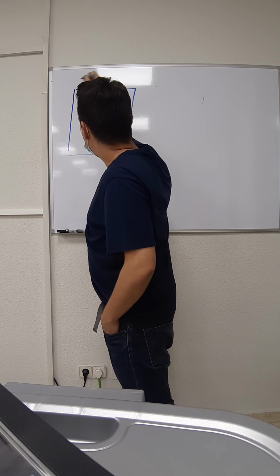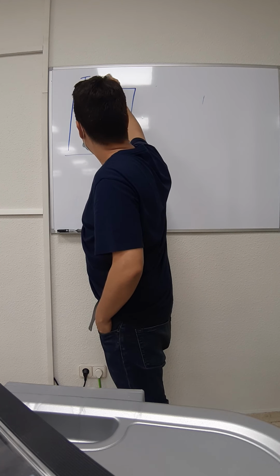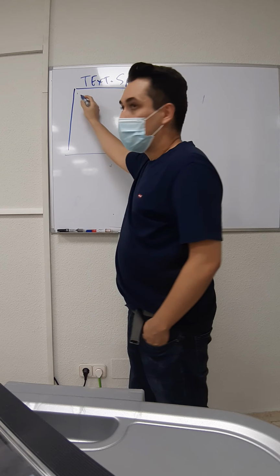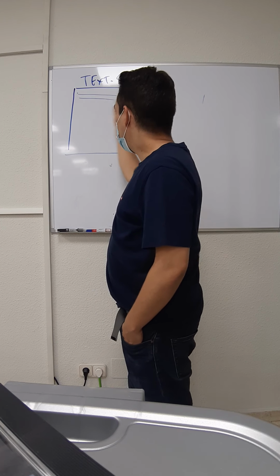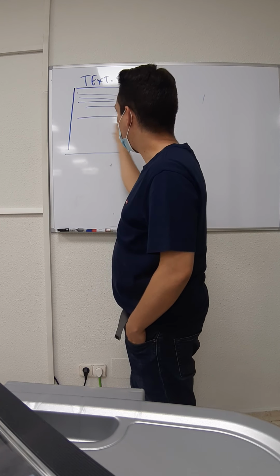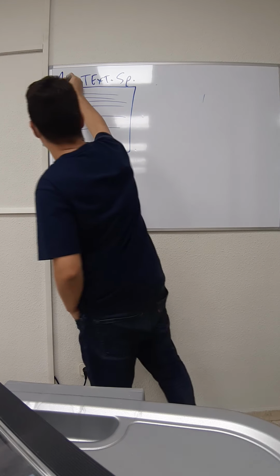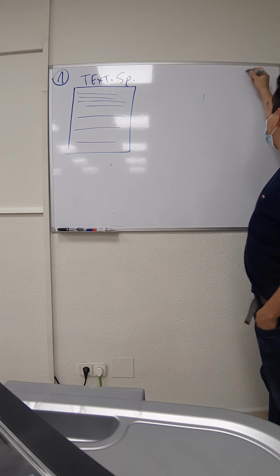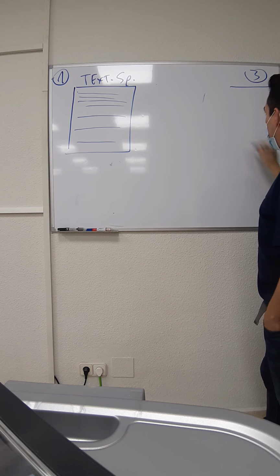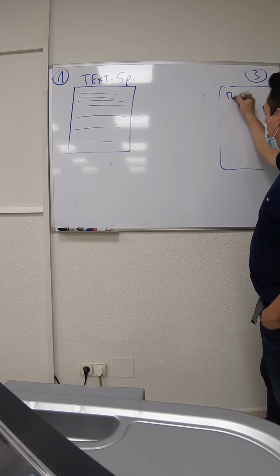So when it comes to a piece of written mediation, you will get a text in Spanish, yeah? There will be lots of information in this text. So one of the things that you need to do, this is step number 1, before you get to step number 3, step number 3 is the message in English, yeah?